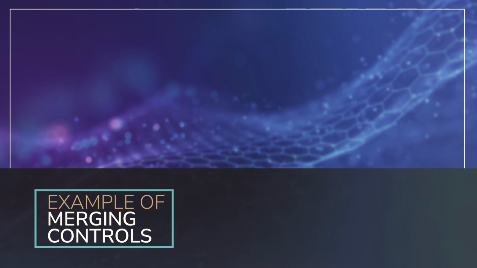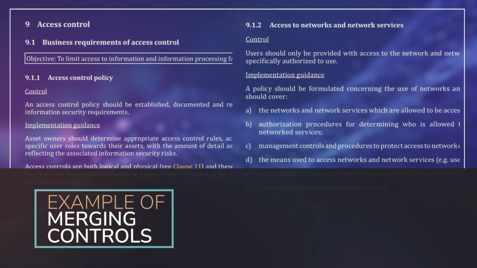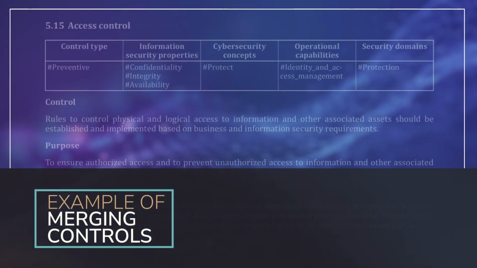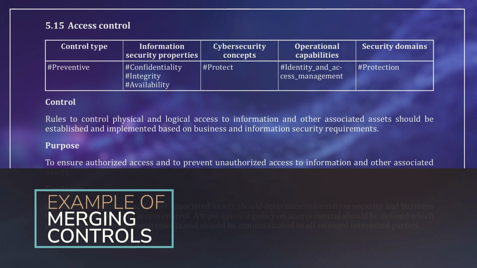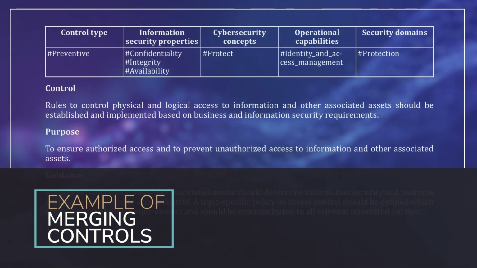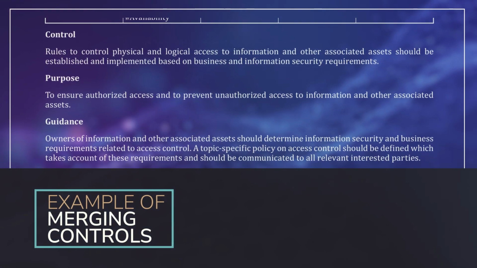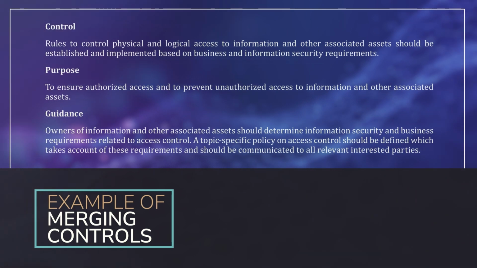As I said earlier, a number of the different controls within the 2013 version have been brought forward into the 2022 version but have been merged. Here's an example of what I mean by merging these controls. Previously we had 9.1.1 access control and 9.1.2 access to networks and network services as 2 separate controls, whereas now these 2 controls have been merged into a new control 5.15, which simply talks about access control but incorporates all of the guidance from those previous 2 controls as well as any new up-to-date guidance that needed to be added.